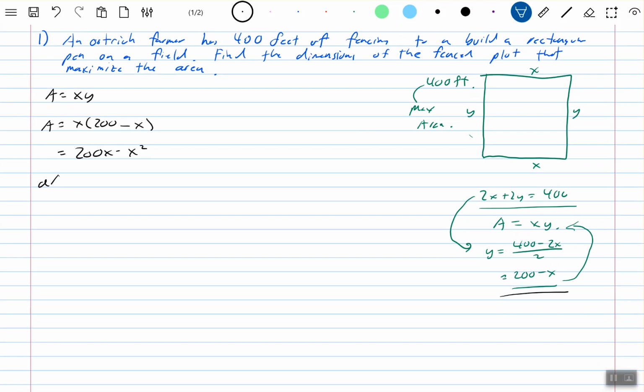Now we wish to differentiate A with respect to x. This is equal to d/dx of 200x minus x squared. Why do we want to do that? Because we want to find the maximum. To find a maximum, you have to take the derivative, set it equal to 0, and then solve for x. So that gives us 2x is equal to 200, or x is equal to 100 feet. Take the derivative, set it equal to 0, solve for x. And then that gives us what we claim is the maximum.